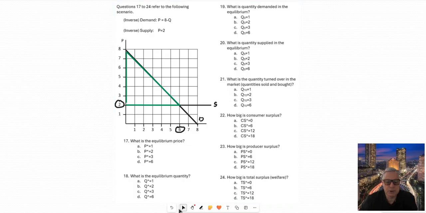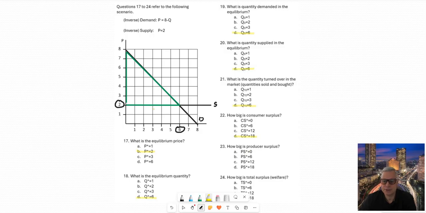So what is the equilibrium price? So the equilibrium price, we said, is 2. The equilibrium quantity is 6. The quantity demanded is 6. Quantity supplied is 6. Quantity turned over is 6. Consumer surplus, we said, is 6 times 6, 36 over 2, that's 18.